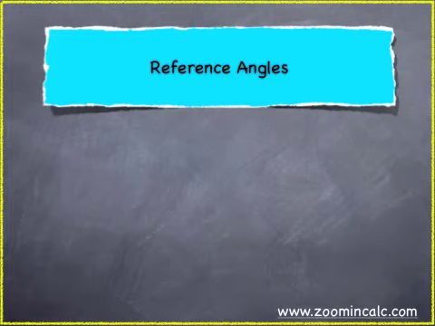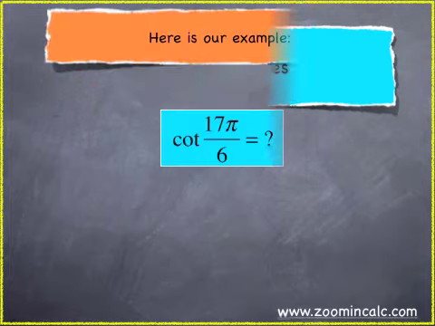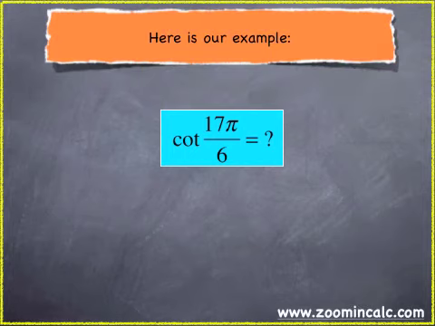Welcome. Today we're going to learn about reference angles. So our example for today is cotangent of 17 pi over 6, and we're going to solve that without the use of a calculator.